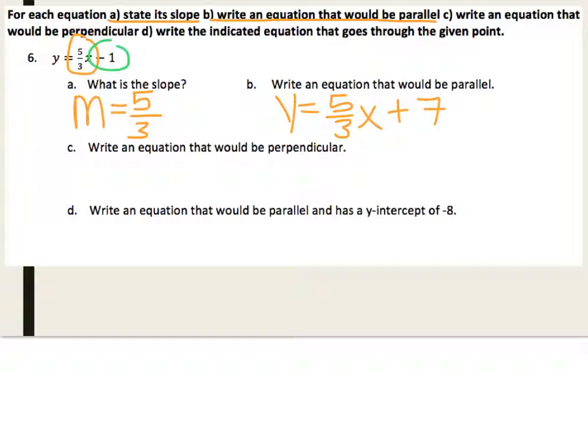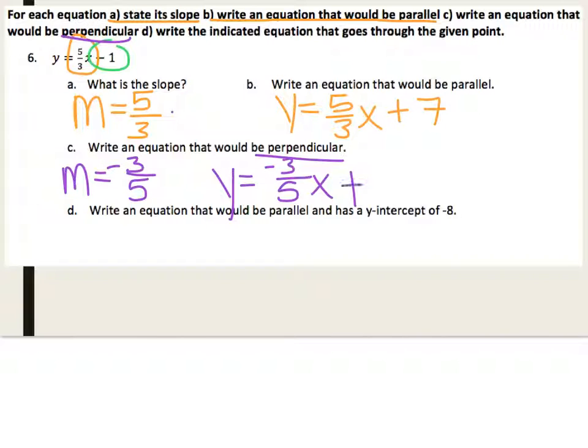So now it says write an equation that would be perpendicular. Perpendicular. So the slope has to be opposite, not opposite, flipped, and then opposite. This guy's positive, so this one has to be negative. So perpendicular would be y is equal to -3/5x, and then literally pick any y-intercept you want. I'll just use +7 again. But it doesn't matter. You can use whatever number you want.